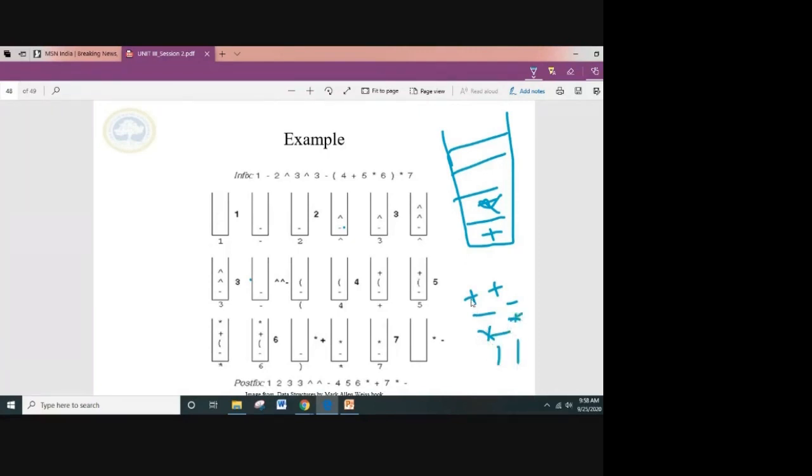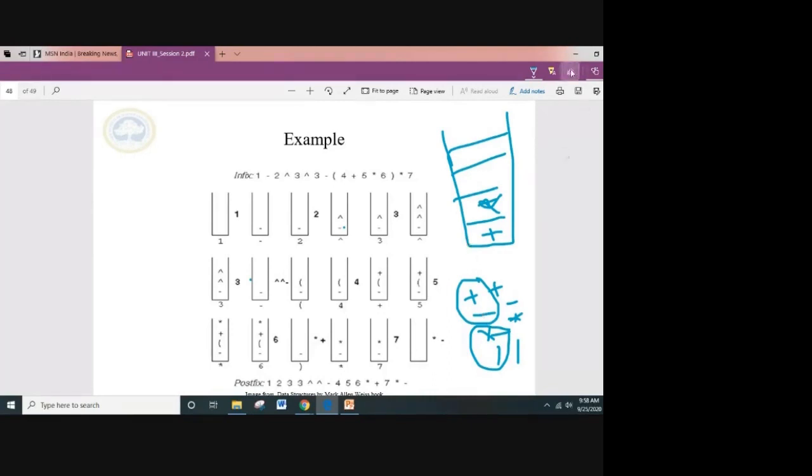So plus and plus cannot be inside the stack, minus and minus cannot be inside the stack, plus and minus also cannot be continuously inside the stack. Similarly, star and star cannot be inside the stack, slash and slash cannot be inside the stack. Similarly star and slash, because you have to keep in mind, plus and minus have equal priority, star and slash have equal priority. But compared to plus and minus, star and slash have the higher priority. This is the one you have to keep in mind.